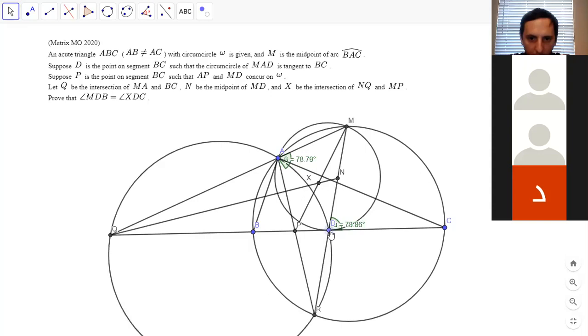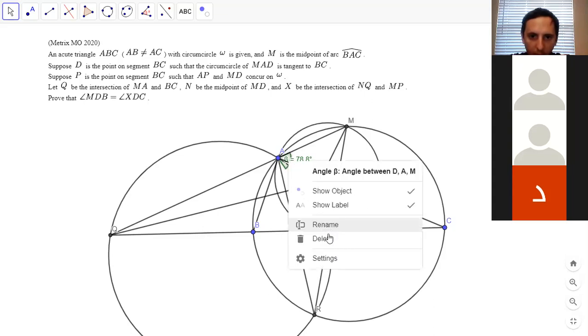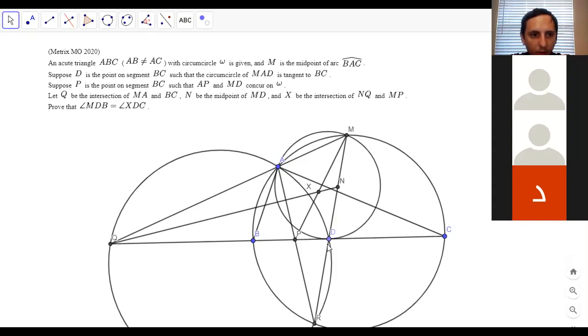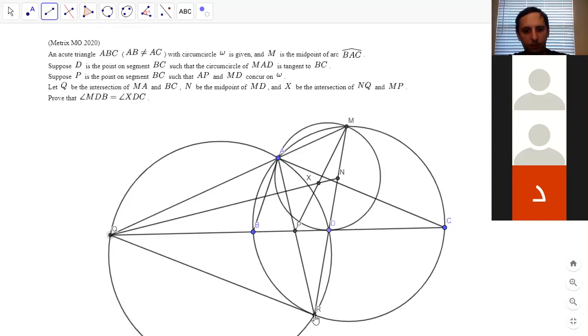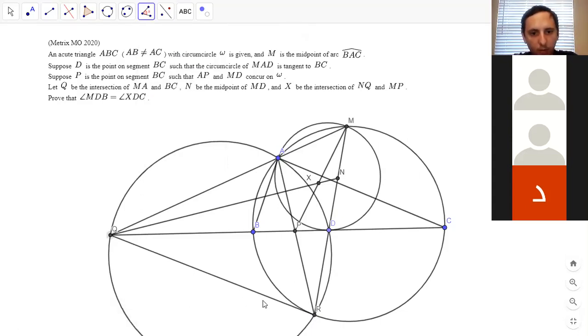I want those two angles to be equal. It's about as close as I'm going to get with GeoGebra. By angle chase, QR is also tangent to ABC. Interesting. So QR is tangent. And we could check that. So these angles should be at least close. QRM.